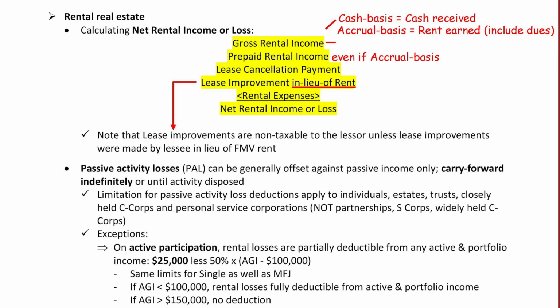Right, general rule or GR: all rental income equals passive activity. So if there is a loss from rental activity, there'll be a passive activity loss. And the rule is passive activity losses can generally be offset against passive income only. If there's a loss, you can carry forward indefinitely, until the activity is disposed.